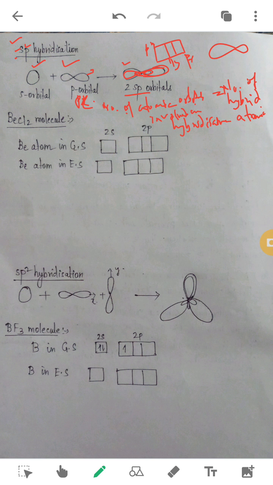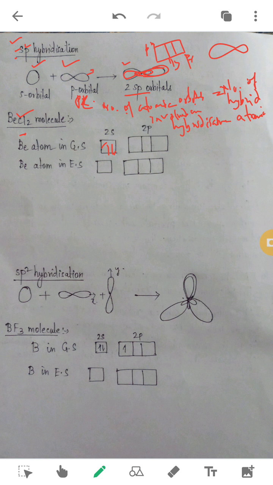So I am not writing 1s, I am starting from 2s. In the ground state of beryllium we have 2s2, and we know that BeCl2 is a stable molecule. So of course we need two hybrid orbitals for beryllium, the central element, to form covalent bonds with two chlorine atoms, as we can see in the molecular formula. That is not possible in the ground state.